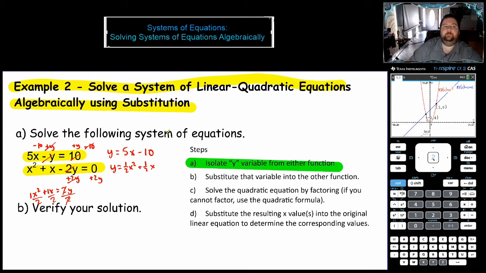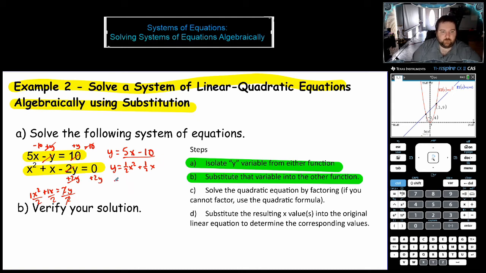Our next step, if we remember, is substituting one variable into the other equation. And when we're working with linear quadratics, we're almost always going to want to use our line. So here we have y equals 5x minus 10. So y is equal to this, and we're going to want to take this value, 5x minus 10, and substitute it in for the y in our other one. So let's go ahead and try that out.